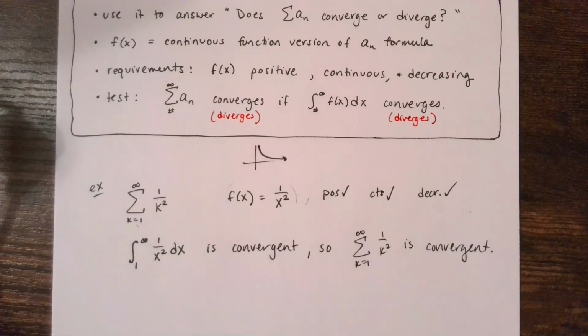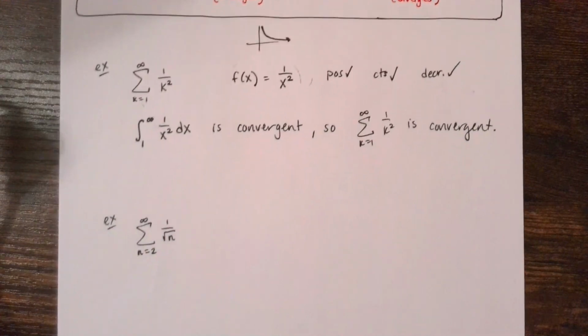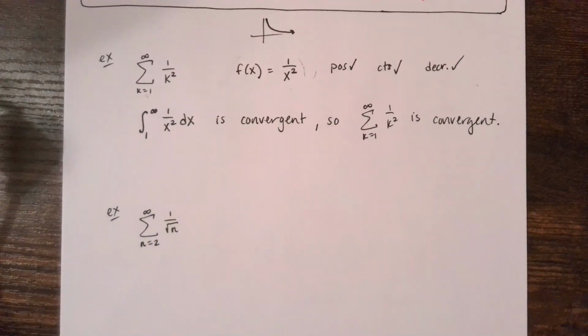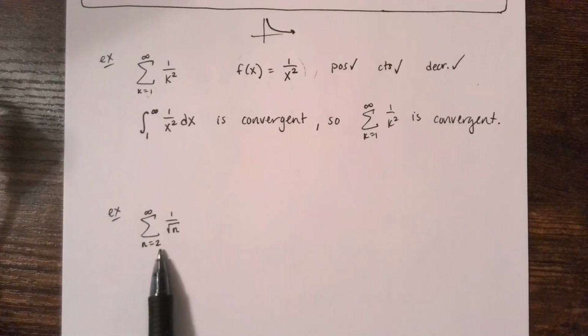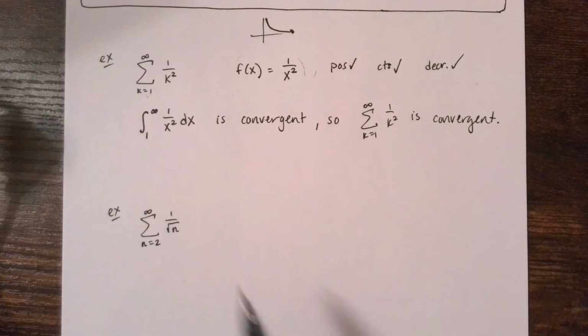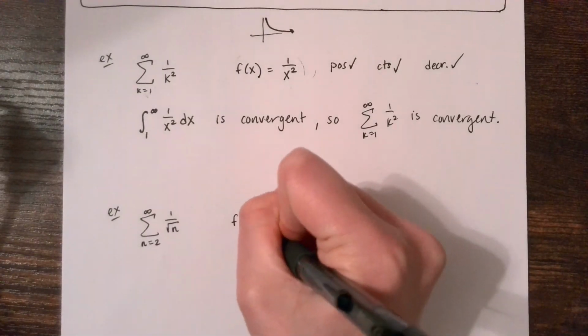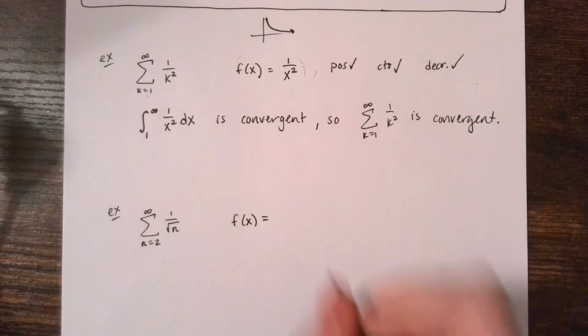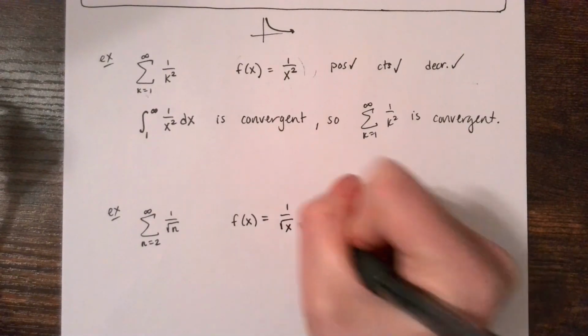Okay, so let's move on to the second example, which is here to provide some contrast. So this series, we have 2 to infinity of 1 over root n. For this series, even though it starts at 2, the p-test will still apply. So we can skip some of the work as well, but it's going to go the other direction. Okay, so if my formula here is 1 over root n, the continuous function version of that is 1 over root x.